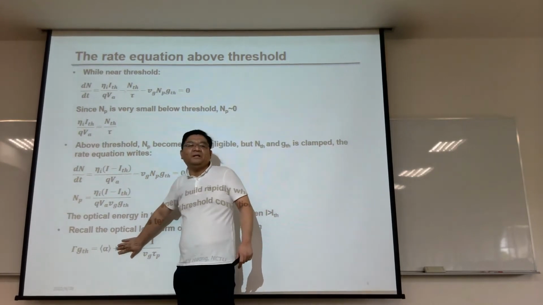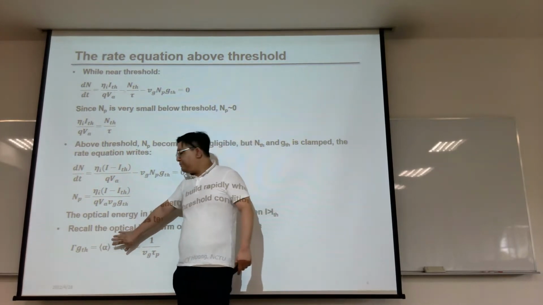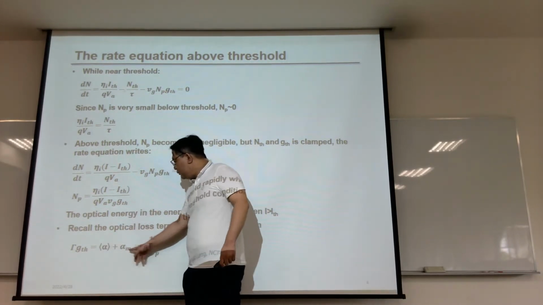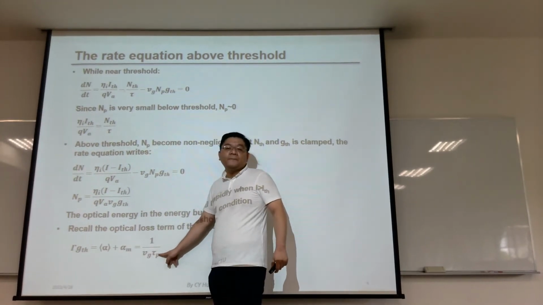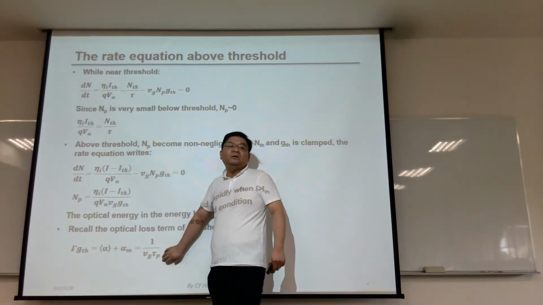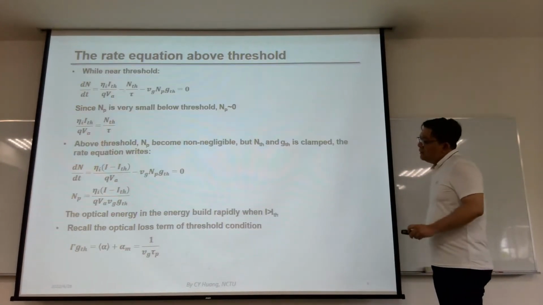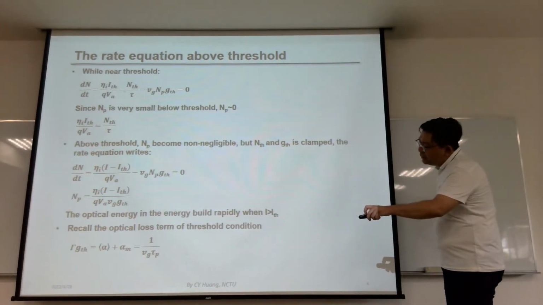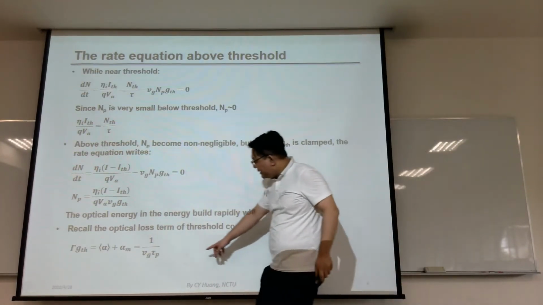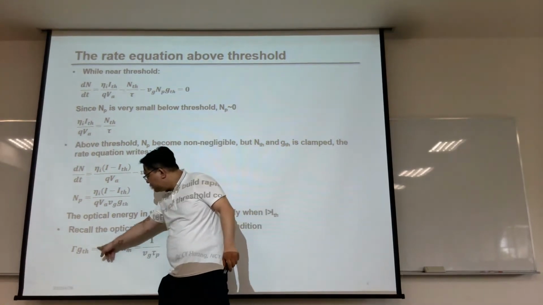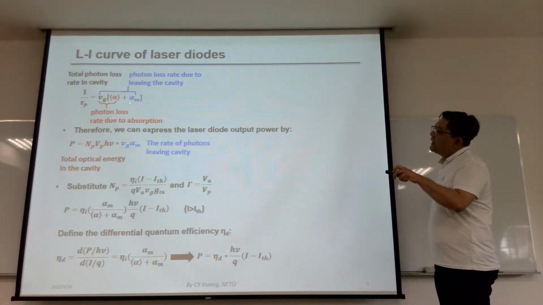If there's no photon leaving the cavity, you will measure nothing, so the lasing cannot be confirmed. Okay, so this term will be equal to 1 over v_g tau_p. This is the equation from the rate equation of photons. Then, with this rate equation, we can simply write it down like that: 1 over tau_p, because we can multiply v_g to the other side. So 1 over tau_p will be v_g times alpha i plus alpha m.